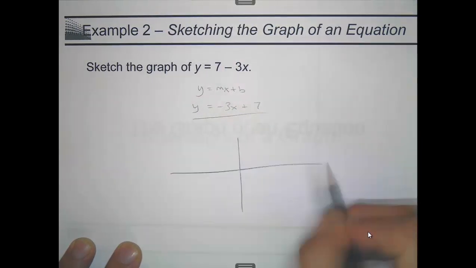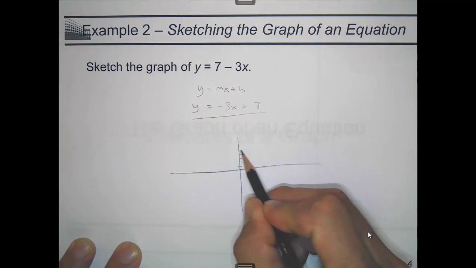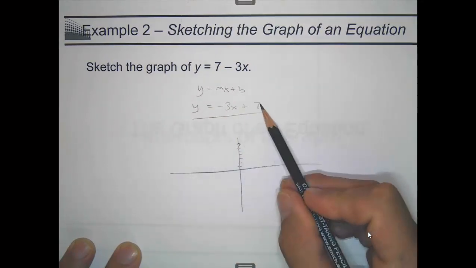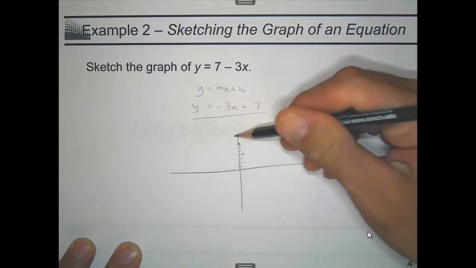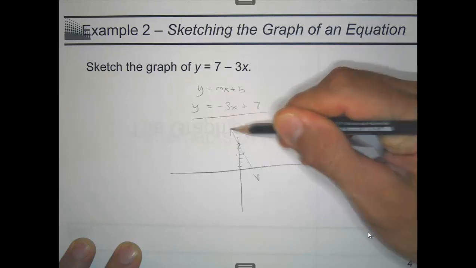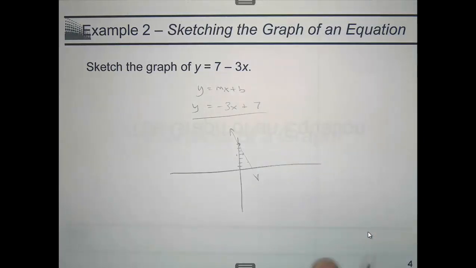So if you go to sketch that, 1, 2, 3, 4, 5, 6, 7 is right here. And that's your y-intercept. And then your slope is down 3 over 1. Down 3 over 1. So there's your sketch. Nothing special, but there it is.